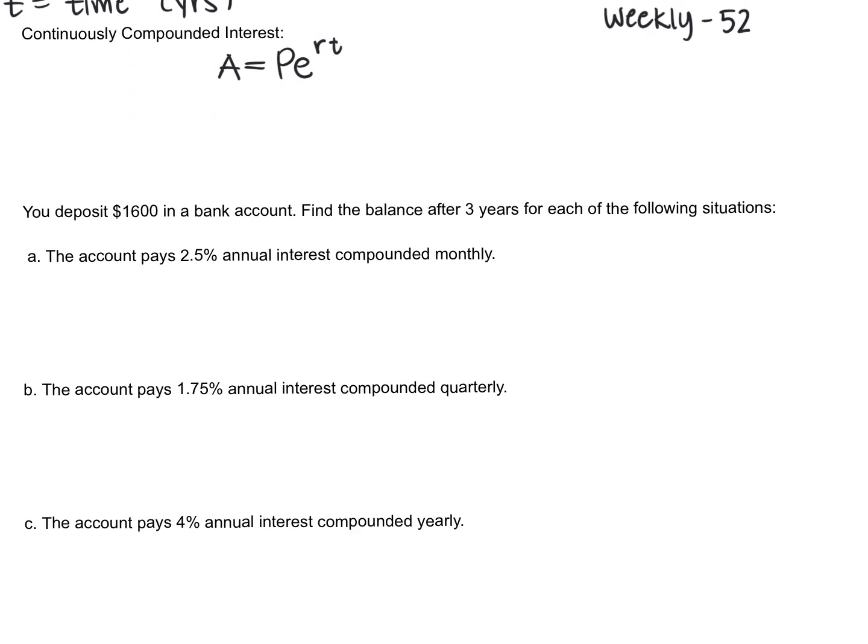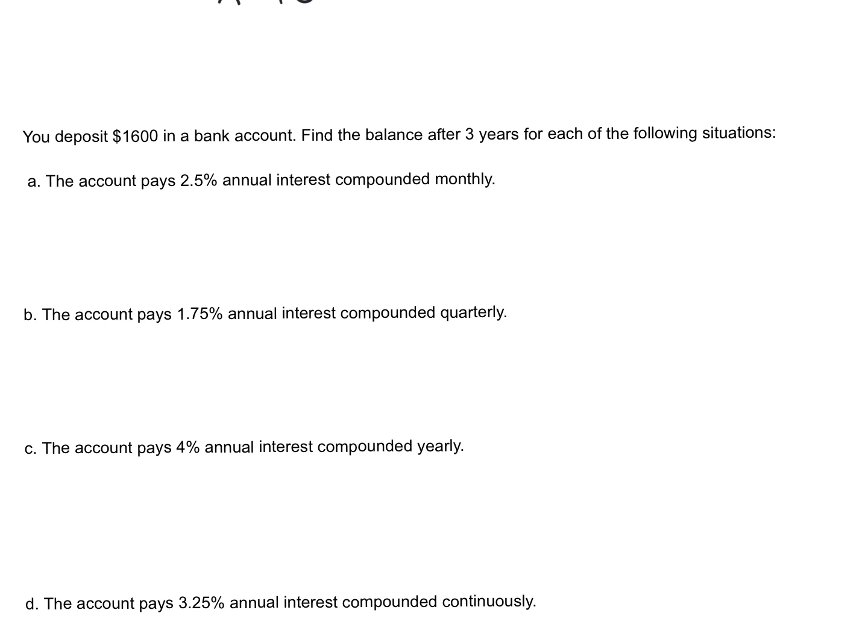So let's look at a few examples. You deposit $1,600 in a bank account. Find the balance after 3 years for each of the following situations. So an account that pays 2.5% annual interest compounded monthly.